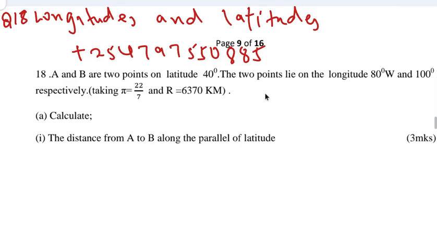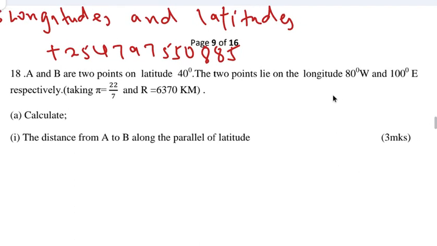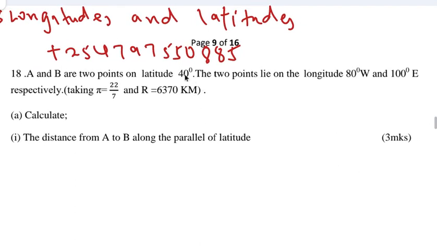So question: A and B are 2 points on latitude 40 degrees. The 2 points lie on longitude 80 degrees west and 100 degrees east respectively. Taking pi to be 22/7 and r to be 6,370 kilometers. Question A, calculate (i) the distance from A to B along the parallel of latitude.